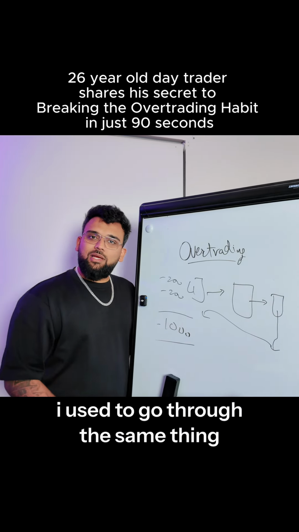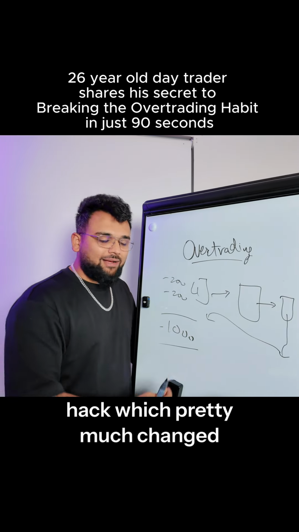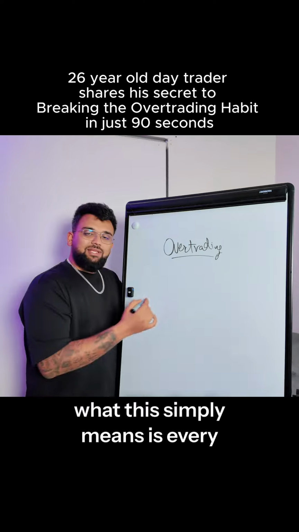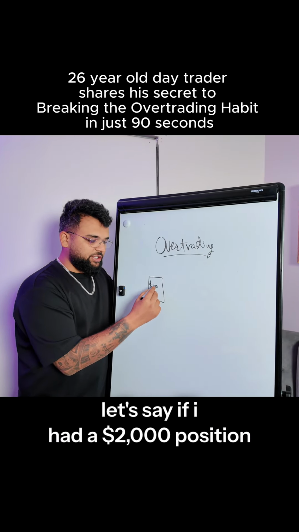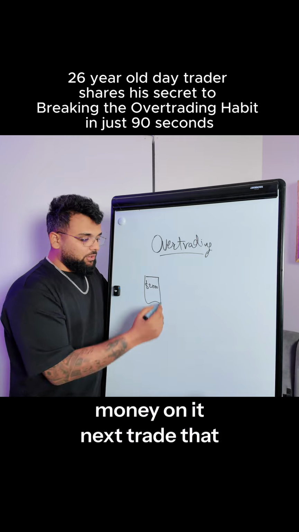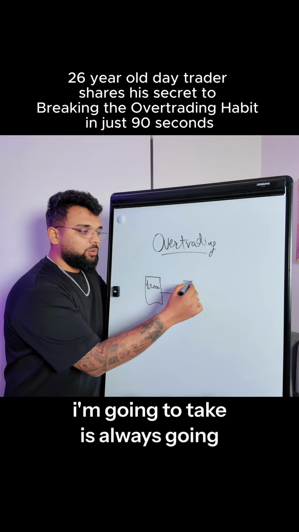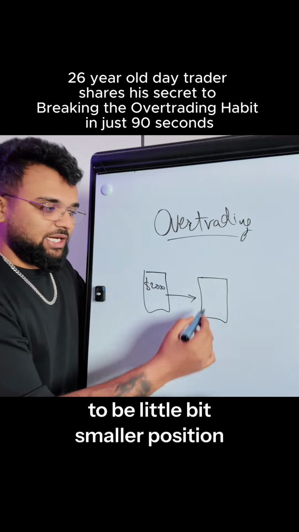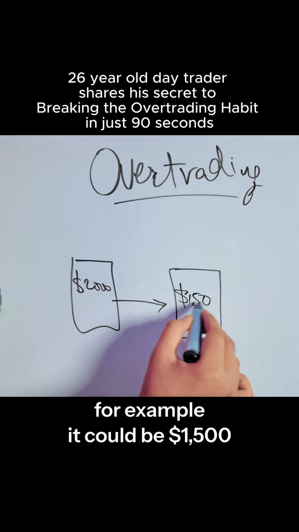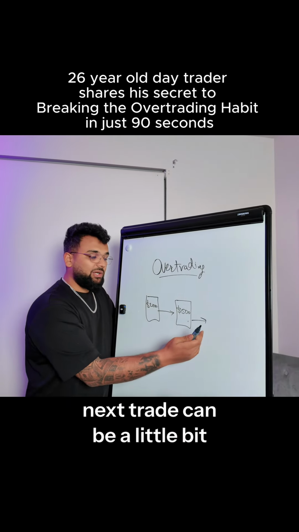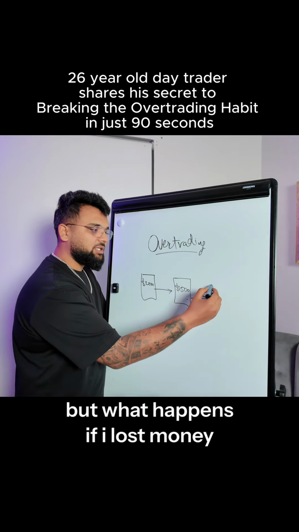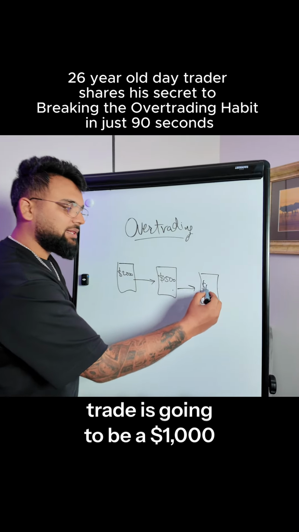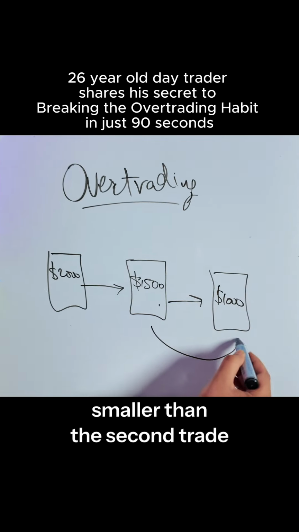I used to go through the same thing until I figured out this one little hack, which pretty much changed the entire game for me. What this simply means is every single time I take a loss, let's say I had a $2,000 position size on this trade and I lost some money on it, the next trade that I'm going to take is always going to be a little bit smaller position size. For example, it could be $1,500, and if I make some money on this, the next trade can be a little bit bigger position size, back to $2,000. But what happens if I lost money on this again? Now the third trade is going to be a $1,000 position size, which is even smaller than the second trade.